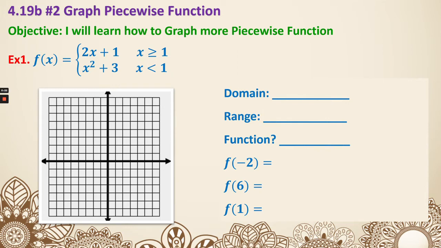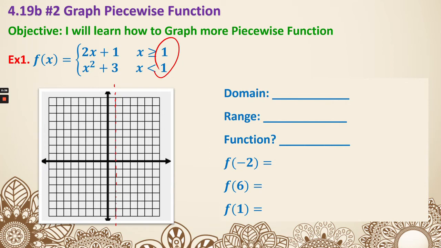The first one is x is greater than or equal to 1. The second one is x is less than 1. That means I do have an endpoint at 1. I need to draw a line right here at x equals 1.